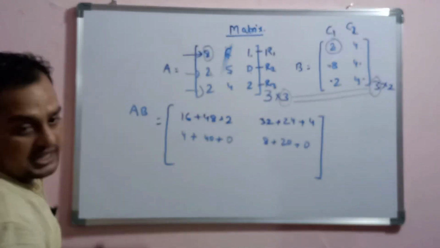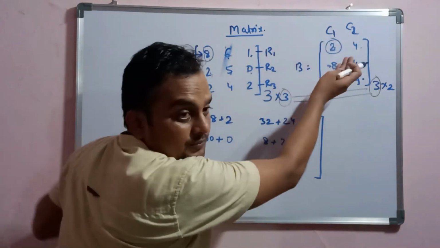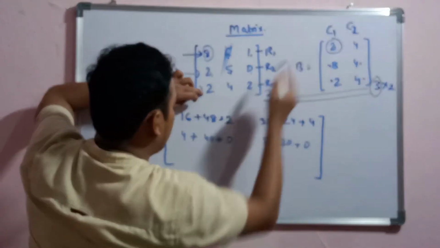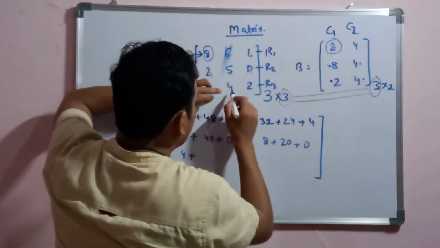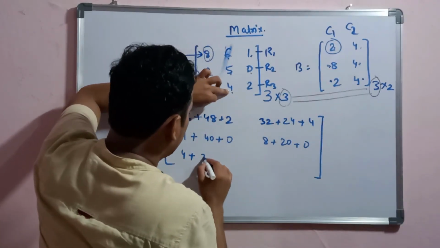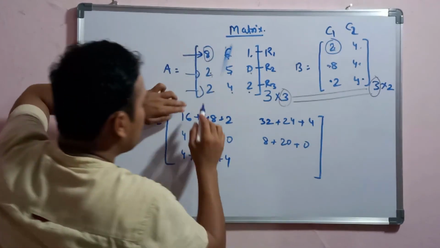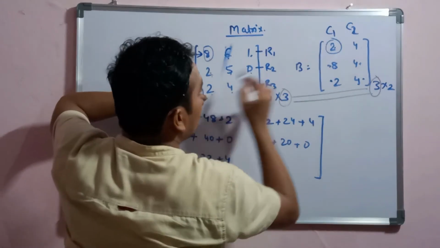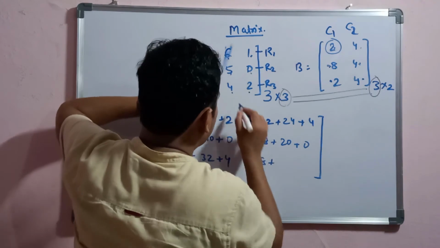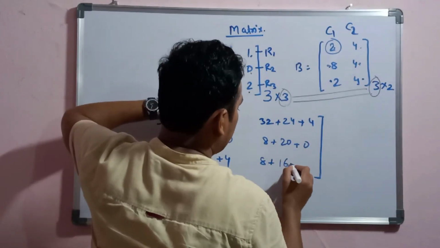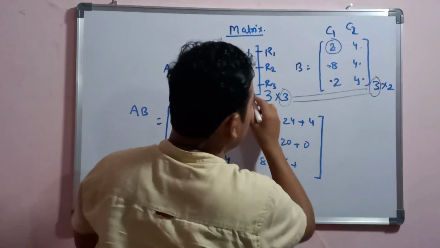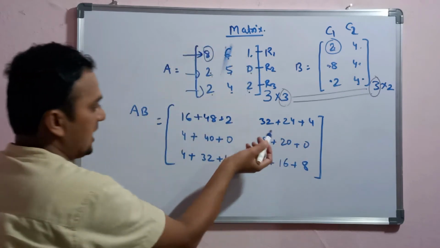Now we will take the third row. The third row with the first column: 2 into 2, 4, plus 4 into 8, 32, plus 2 into 2, 4. Right? Now this row with the second column: 2 into 4, 8, plus 4 into 4, 16, plus 2 into 4, 8. Now we will add these.